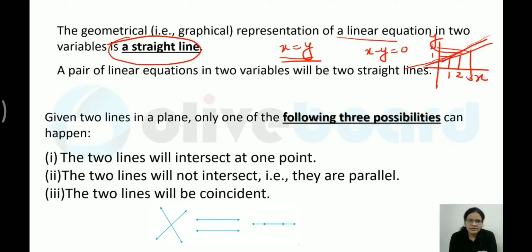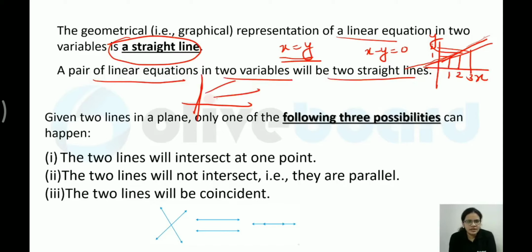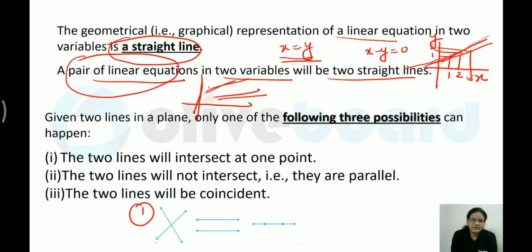Okay, now when I am saying a pair of linear equations in 2 variables, there would be 2 straight lines because I have 2 equations now. So I am going to get 2 lines in this case. Isn't it clear? Because here you have only one linear equation, but here I am talking about a pair of linear equations. So there would be 2 lines now. Now when I have 2 lines, there would be a few combinations of these 2 lines. What could be the combinations of these 2 lines? The first combination is this: they will cut each other at one point. The second one is this: they are parallel, so they will never cut each other.